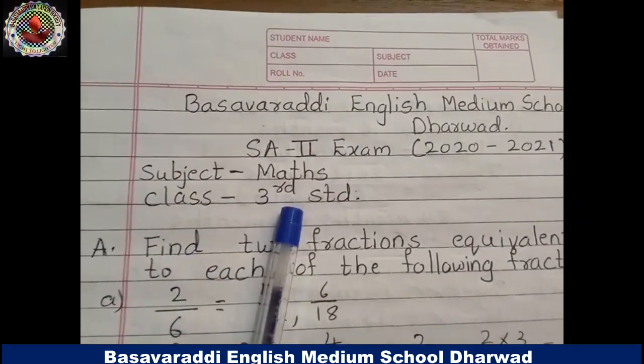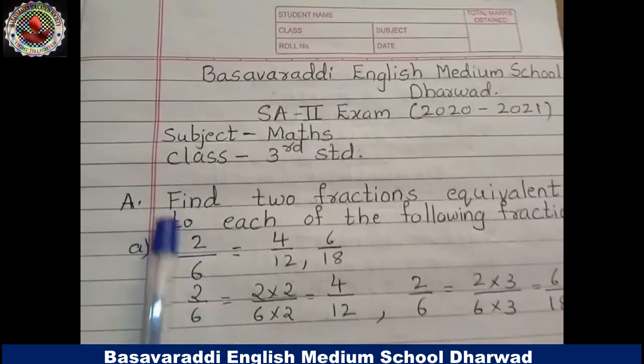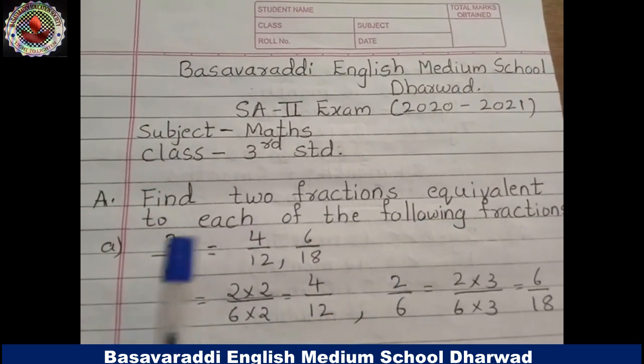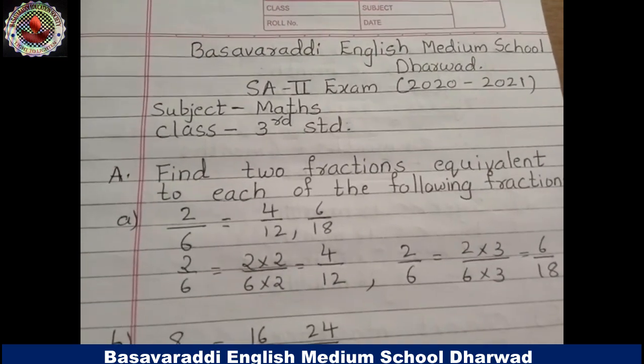Third Standard Maths Essay 2 Exams Revision Pattern. A. Find two fractions equivalent to each of the following fractions. You have to find two equivalent fractions.